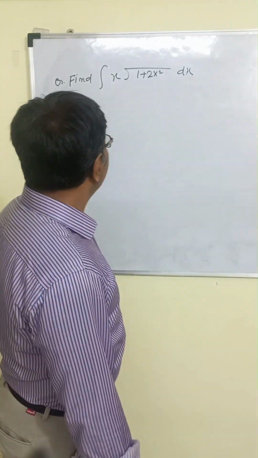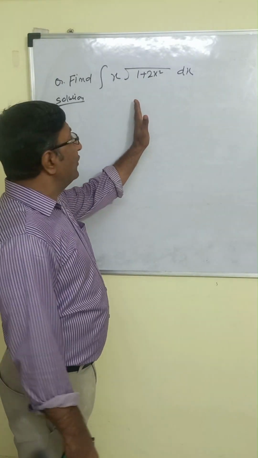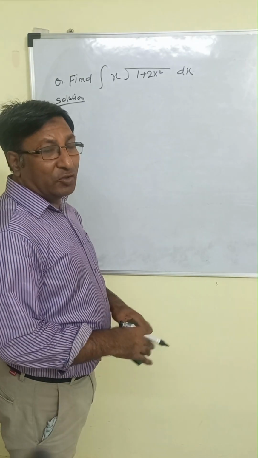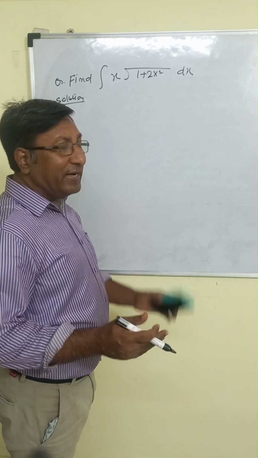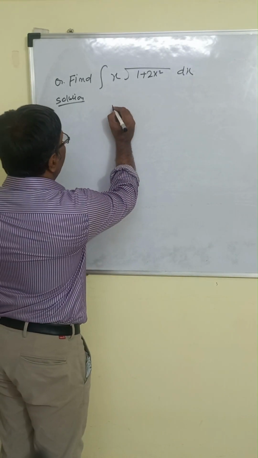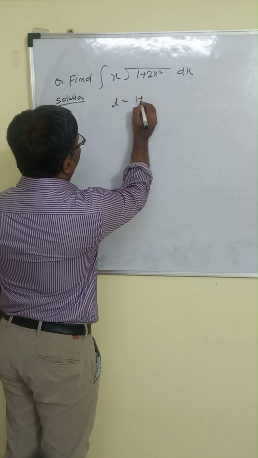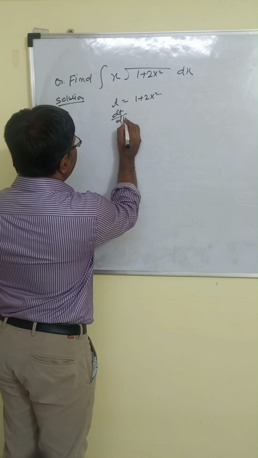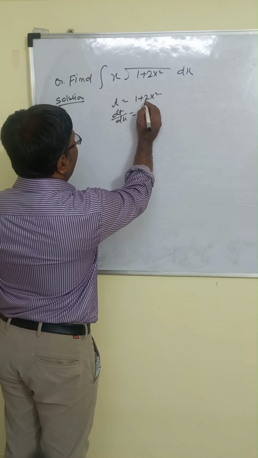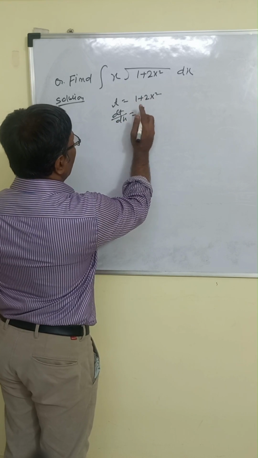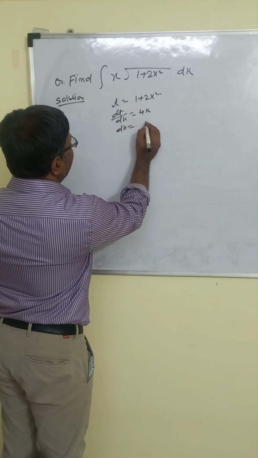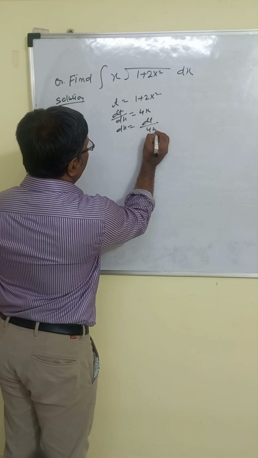Let us see the question. Find the integration of x root under 1 plus 2x squared. So for this type of question, what is the simple technique? First, put t equal to 1 plus 2x squared. So dt by dx: constant 1 gives 0, and 2x squared gives 2 into 2, 4, so this is 4x. So we can find the value of dx. We will get dt upon 4x.